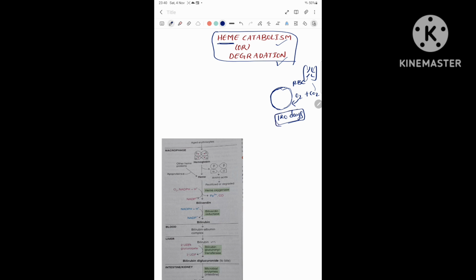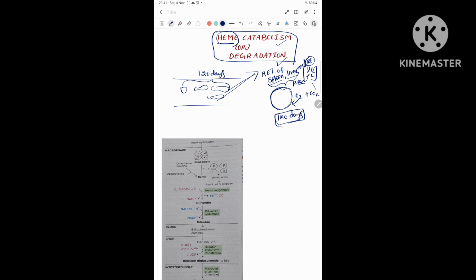Where can you see the RBC? In the circulation. If you look at the blood vessel, see here, this is a blood vessel and these are RBCs. Once the lifespan of these RBCs, 120 days, is completed, what happens? These RBCs will be transported to the reticuloendothelial system of the spleen, liver, and some other reticuloendothelial systems of other organs. So mainly the spleen and liver will be involved in heme formation and degradation of the same heme.